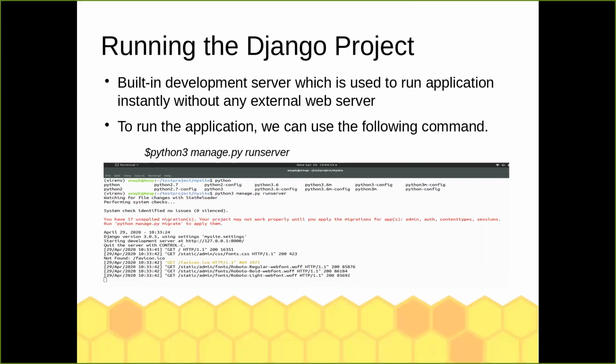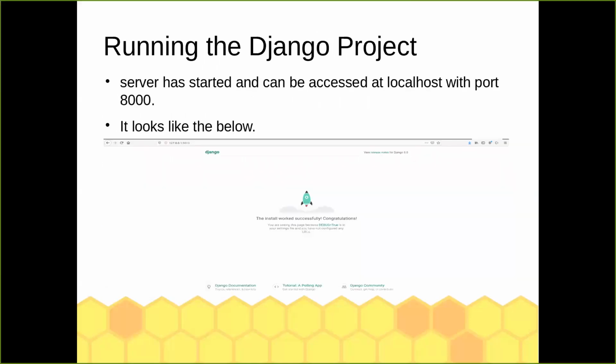To run the application, we can use the following command: python3 manage.py runserver. Look, the server has started and can be accessed at localhost with port 8000. Let's access it using the browser. It looks like the image.